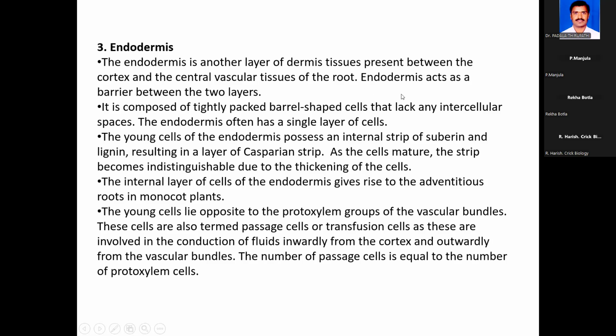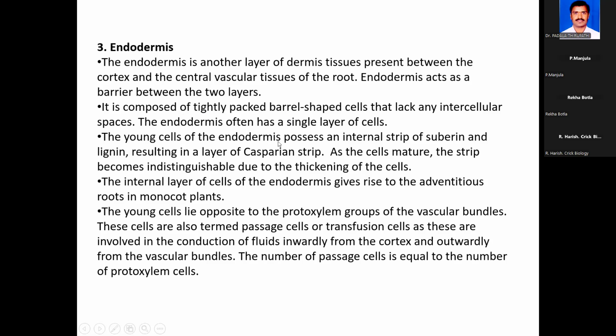And here the endodermis acts as a barrier between the two layers. It is composed of tightly packed barrel-shaped cells that lack any intercellular spaces. So it is a single-layered and tightly arranged cell layer without intercellular spaces.